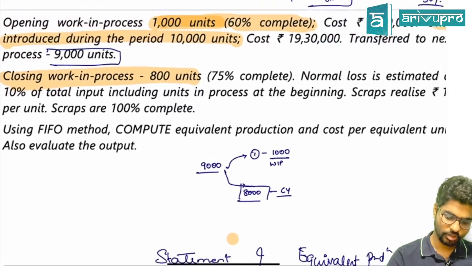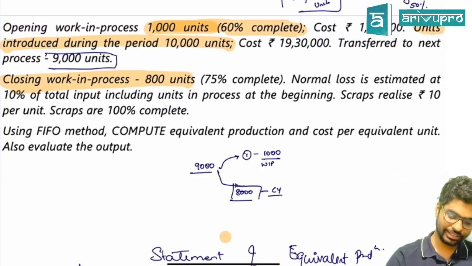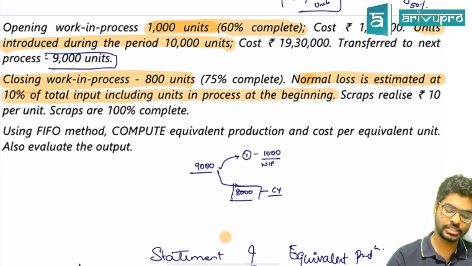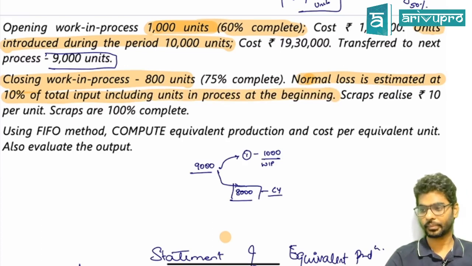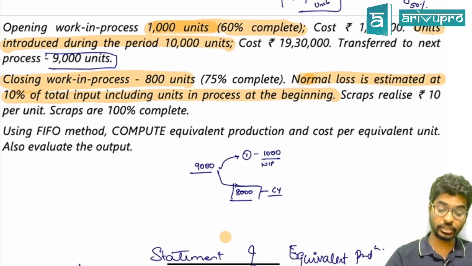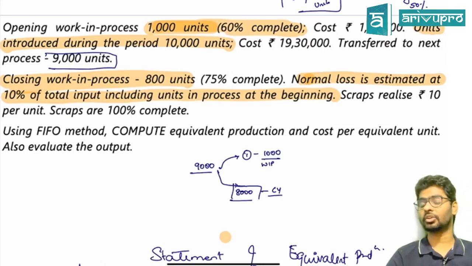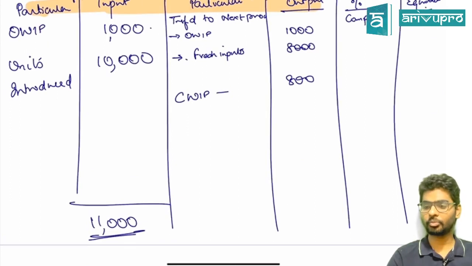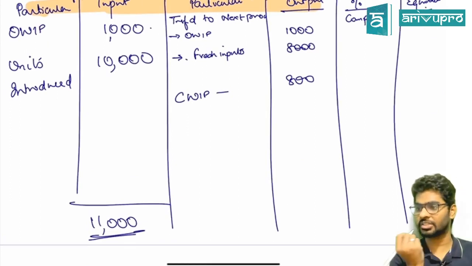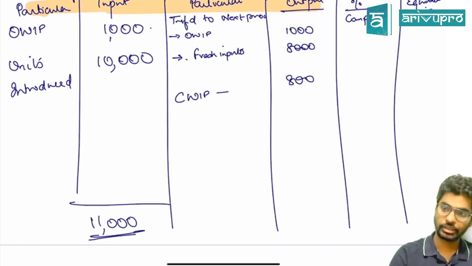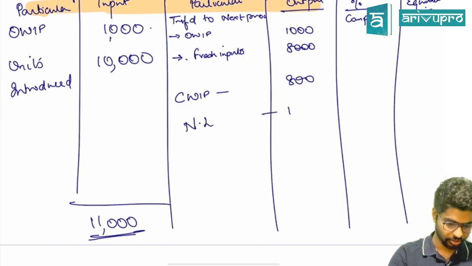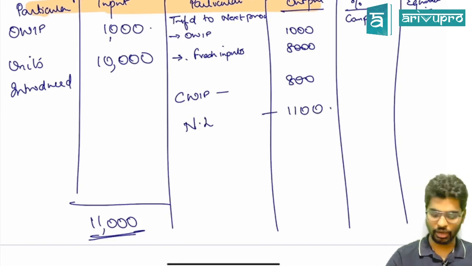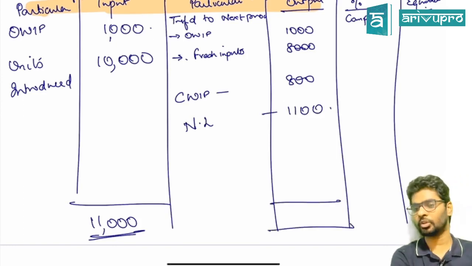Then normal loss is estimated at 10% of the input including the units in process at the beginning. 10% of the total inputs including the beginning. Total input, how many units I have? Total input 11,000. 10% of 11,000 will be how much? So normal loss 1,100 units. Clear?